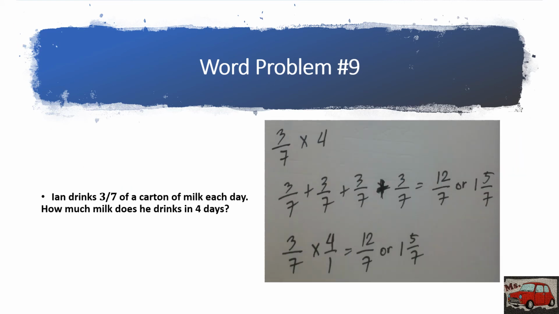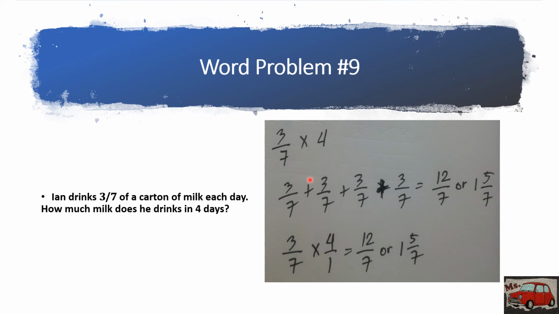Ian drinks 3 over 7 of a carton of milk each day. How much milk does he drink in 4 days? Okay, so hanapin natin yung total ng nainom ni Ian in 4 days. Okay? Kasi bawat araw ang naiinom niya daw is 3 over 7 of a carton ng gatas. So, mumultiply natin yung 3 over 7 sa 4 days.